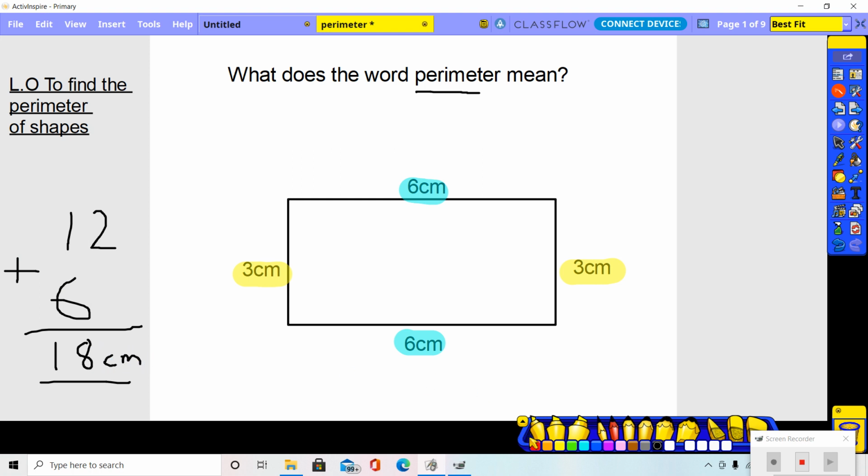The other way you can do it, and my preferred method, is to add the two different measurements first, in this case 6 and 3, which gives you 9 centimeters, and then you can simply double that answer, which will again give you the perimeter of 18 centimeters. The reason that you can double the answer on a rectangle is that these two measurements here will be the same as these two here.